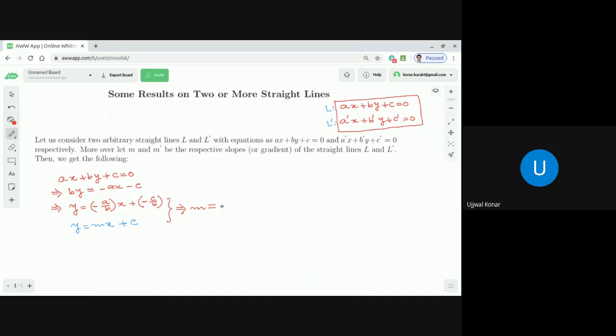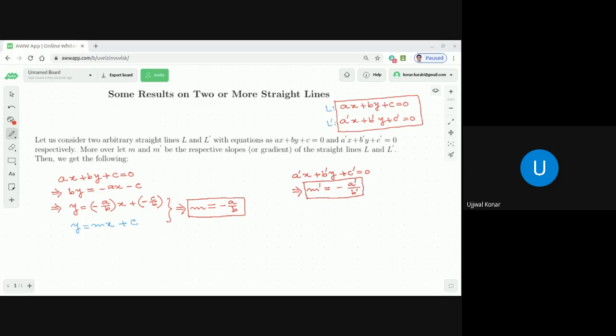So what we get, the value of m is equal to minus a by b. In a similar manner, we can find the slope of the line a dash x plus b dash y plus c dash equal to 0. If we define it as m dash, that should be equal to minus a dash by b dash. Correct? Dear students, any doubt, please do let me know. So these are the slopes of the two straight lines, L and L dash.